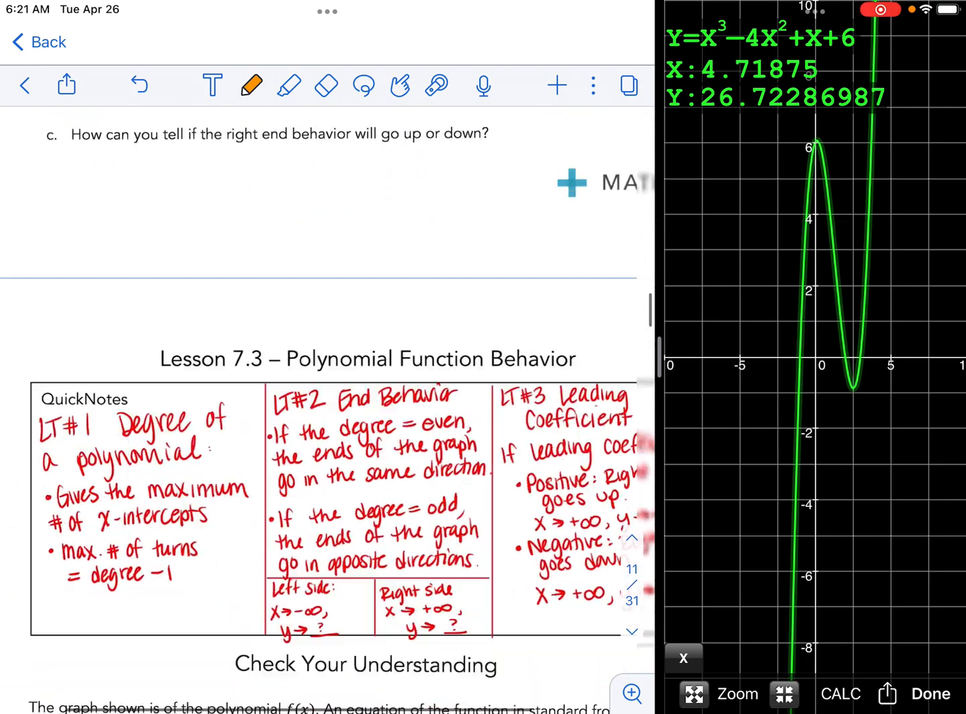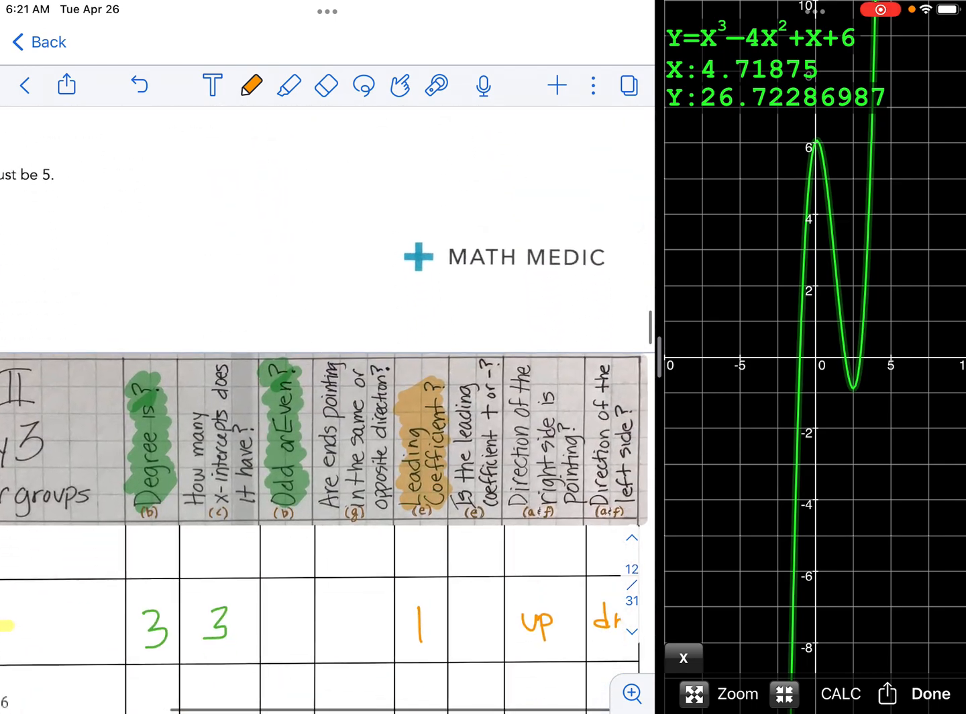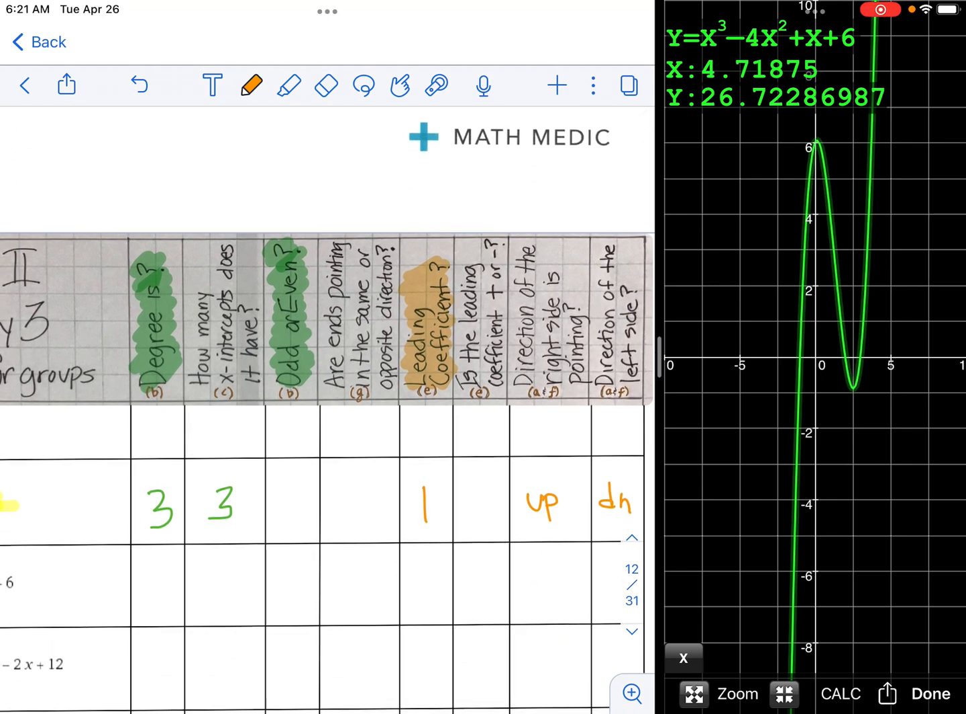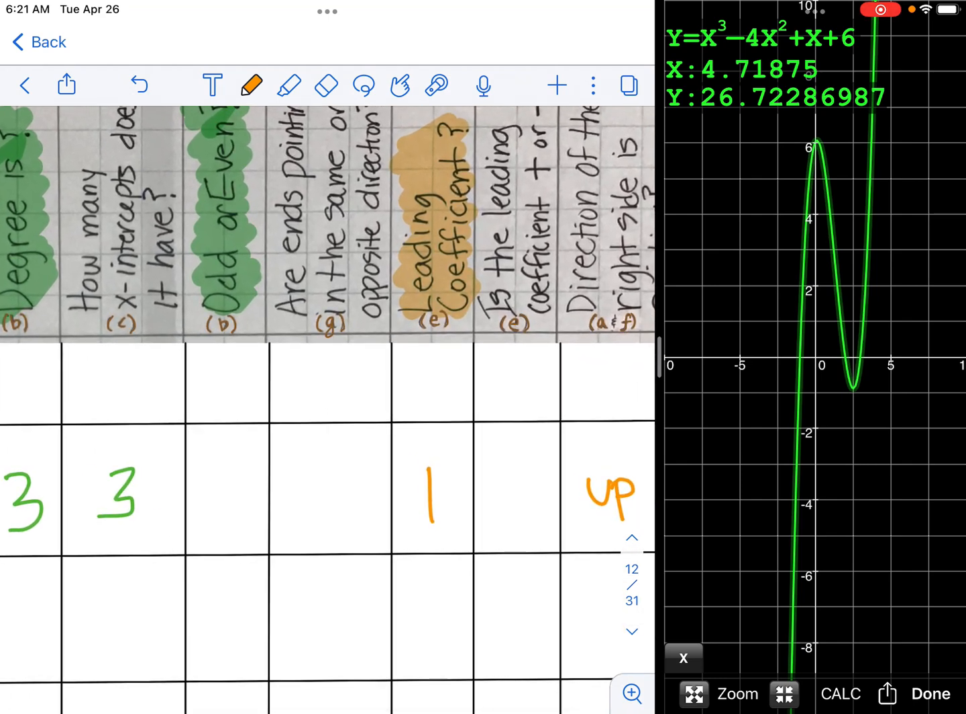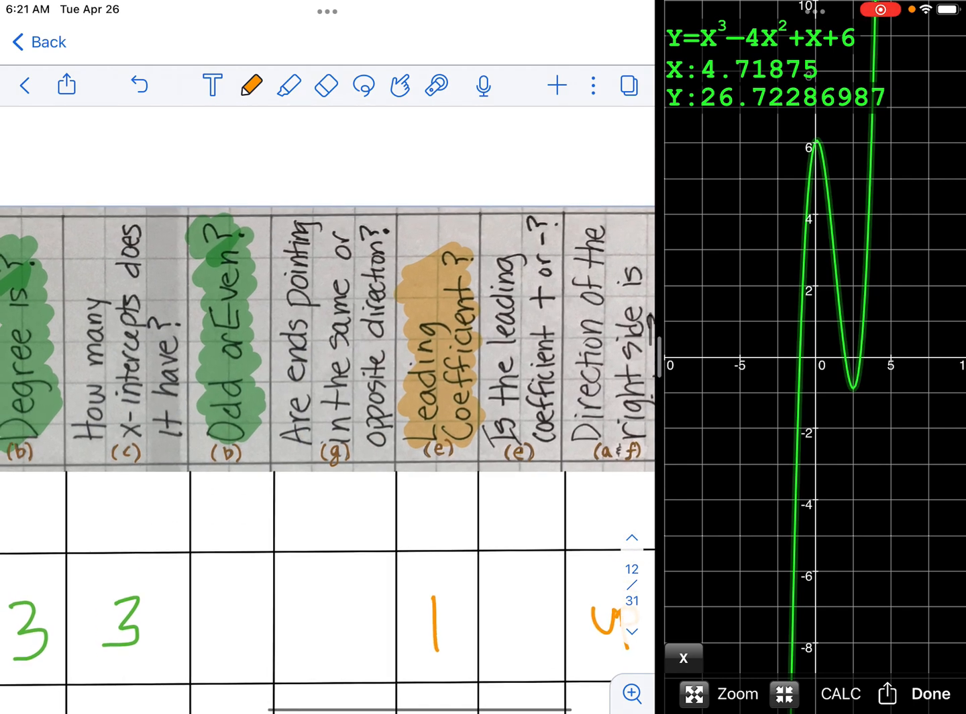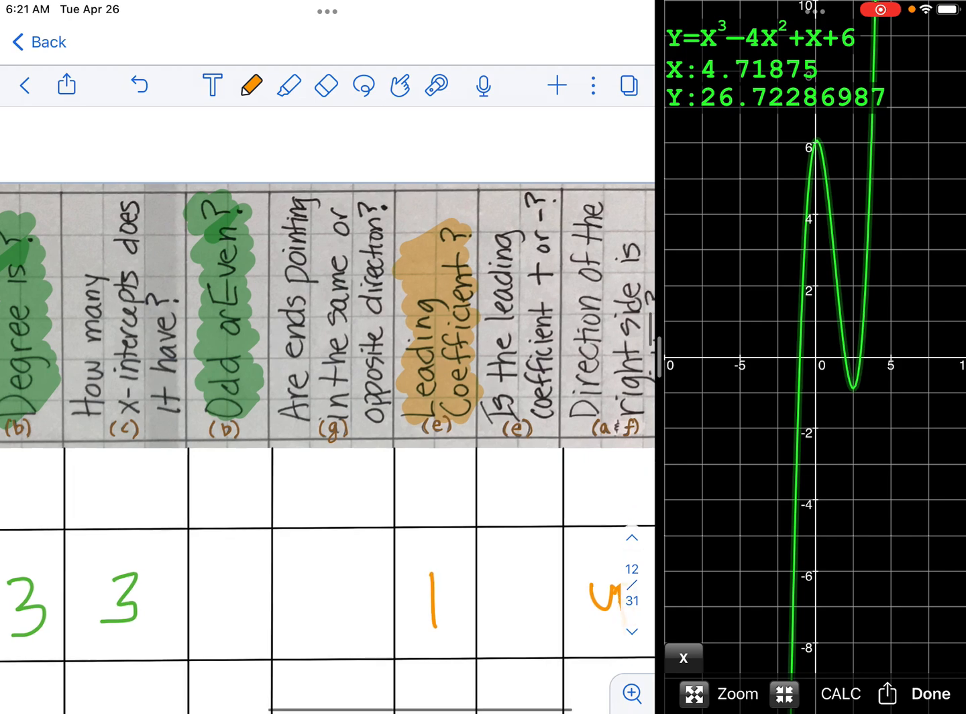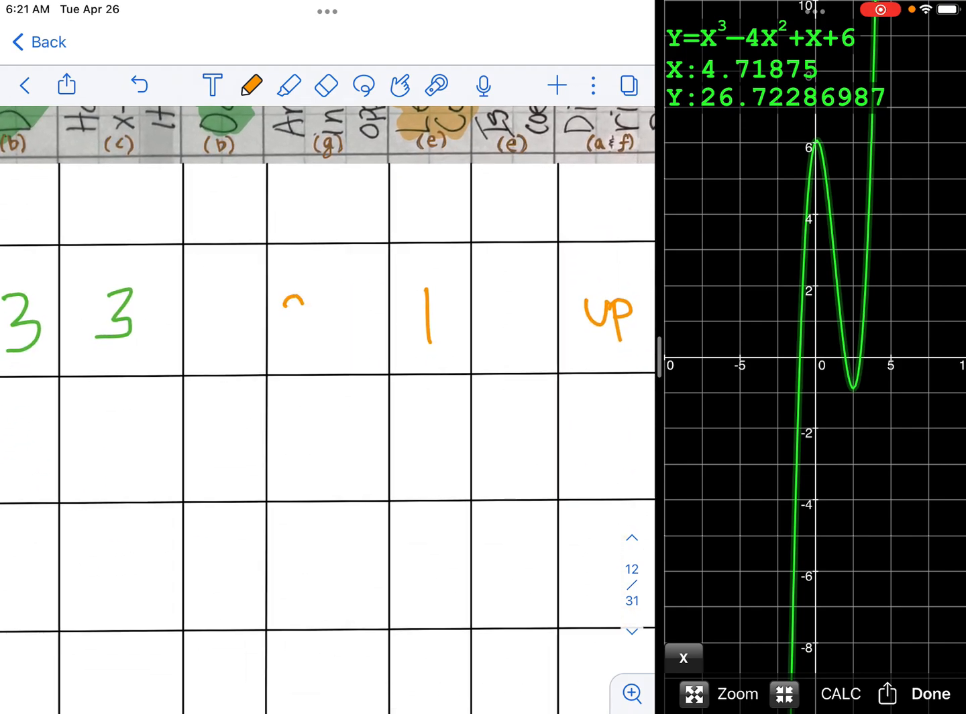What is that? That is G. So we're going to fill that in here. It says, are the endpoints, so I'm looking at this column here, are the ends pointing in the same or opposite direction? And this is the same direction.